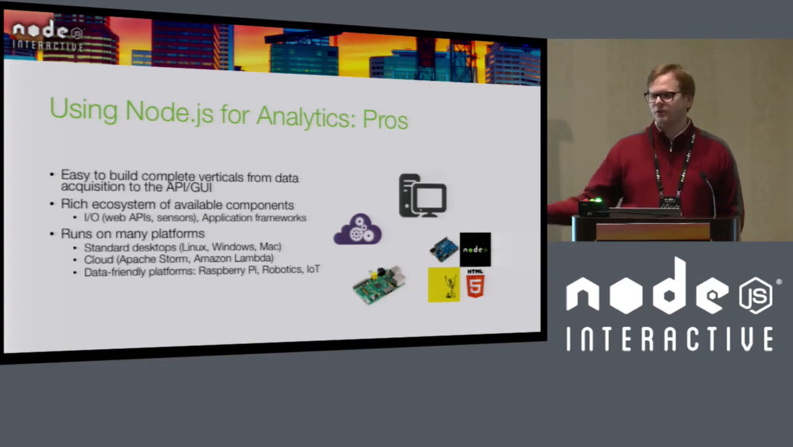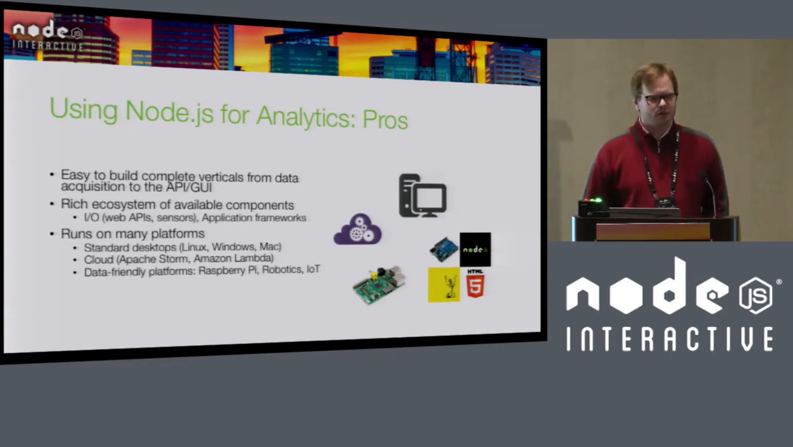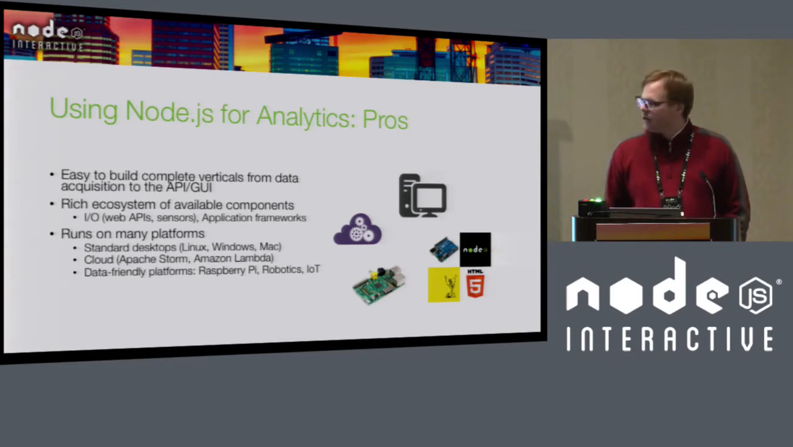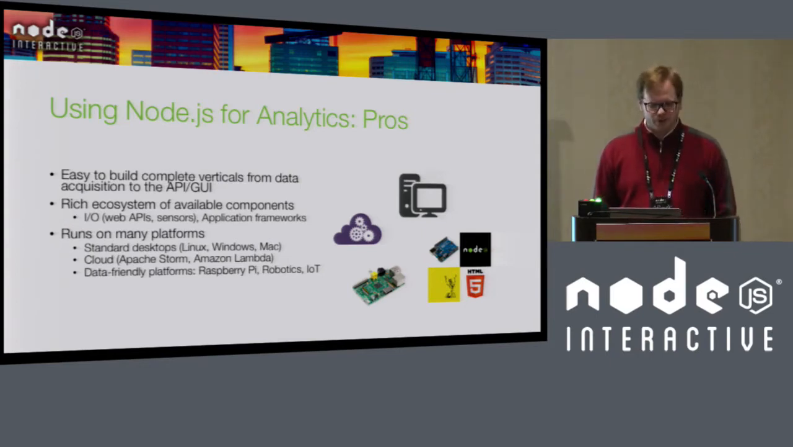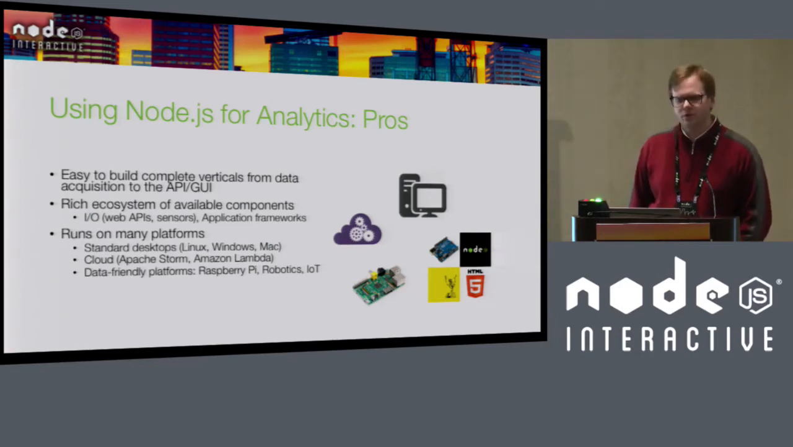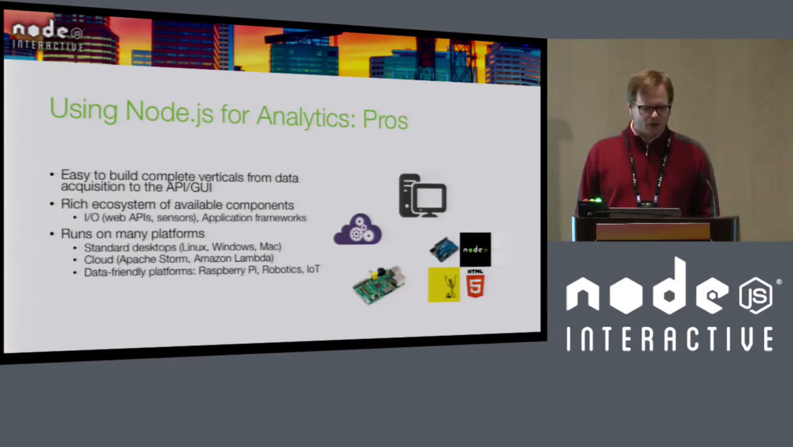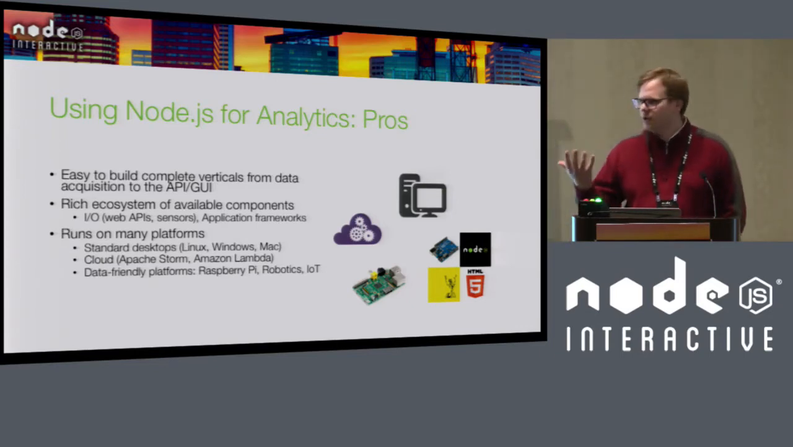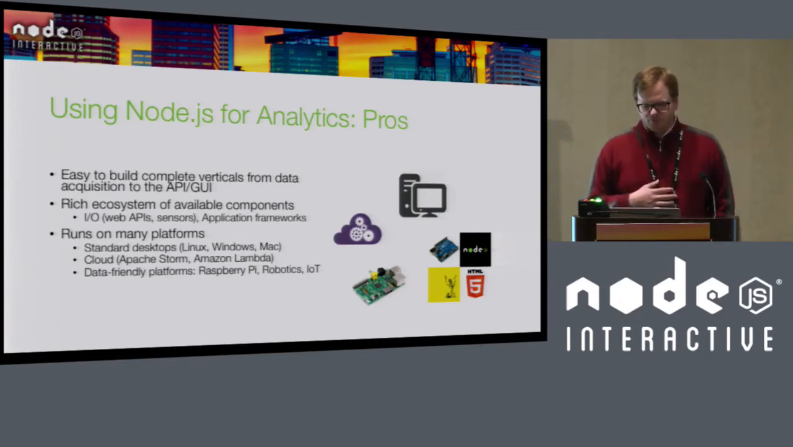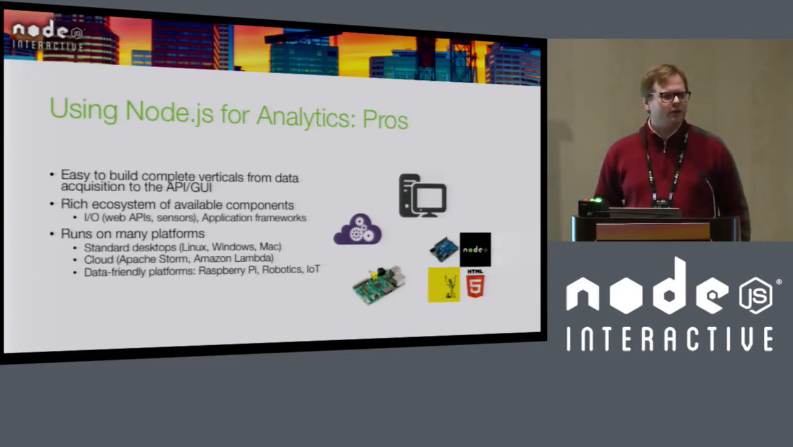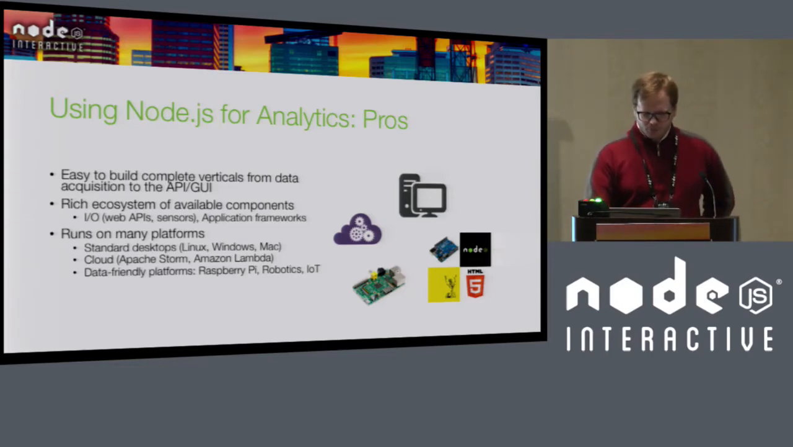For example, they support us on data acquisition and sending this data to other APIs. There are very nice application frameworks to work with, and it runs on many platforms: standard desktops like Linux, Windows, and so on. You can run it on the cloud, and it can also run on what we call data-friendly platforms, like the Raspberry Pi. These are Internet of Things-like devices where, on the same machine, you are doing data acquisition through sensors and you have enough processing power to actually do some crunching as well.